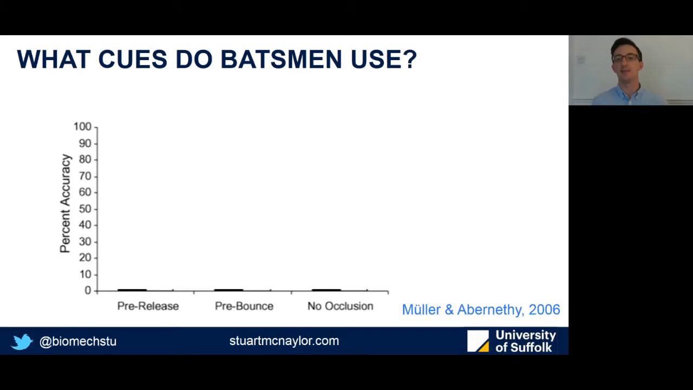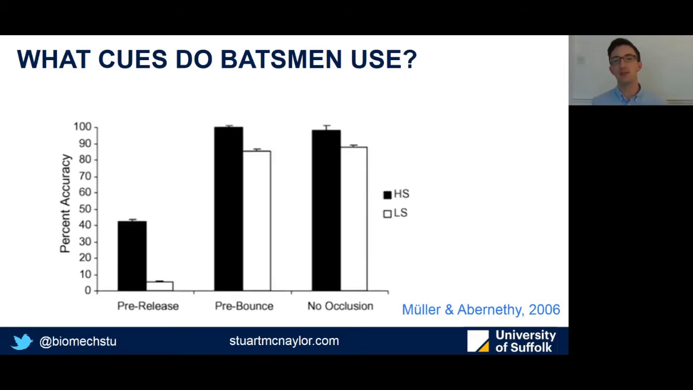And finally, some research from Muller and Abernethy looking at the effect of visual occlusion on performance in batting. Both highly skilled and lesser skilled players were able to contact the ball when there was no visual occlusion, but also when vision was occluded prior to the ball bouncing. And this tells us that both sets of players are able to use information available before the ball bounces in order to inform their shot selection.